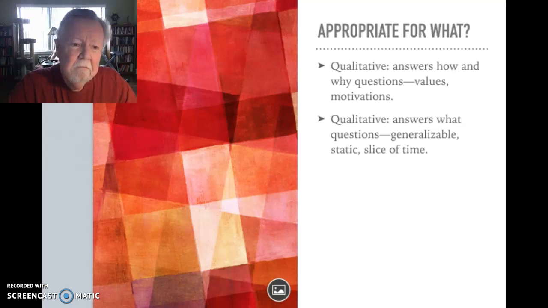Qualitative research, what is it for? It's ideal for studying how and why people engage in certain activities and what values and motivations lead them to take action. Whereas quantitative research provides the researcher with a static but generalizable view of social reality at a given moment in time. You take a slice of time. Quantitative research claims to be predictive because you know exactly the way things are and you know what factors led to them being that way. But you don't know how and why it happens.